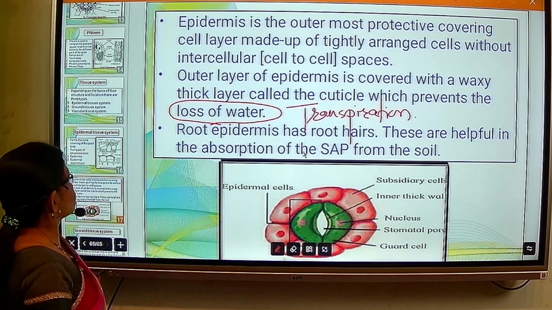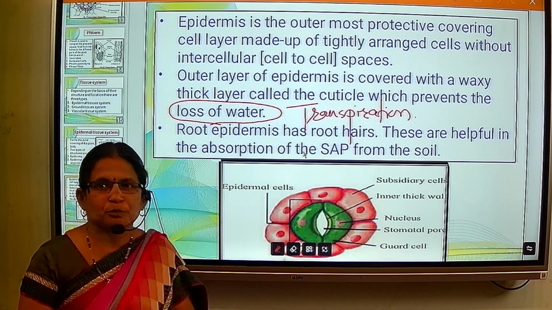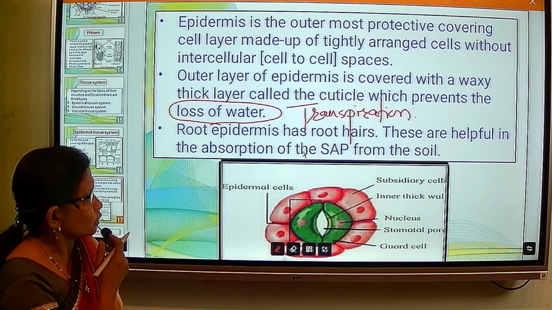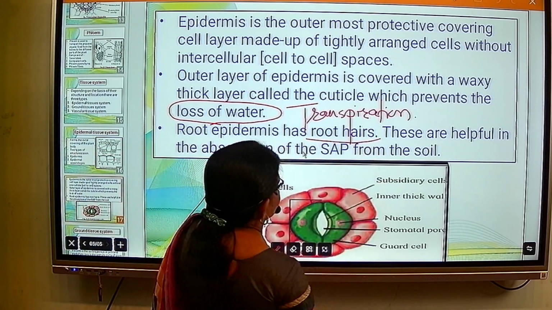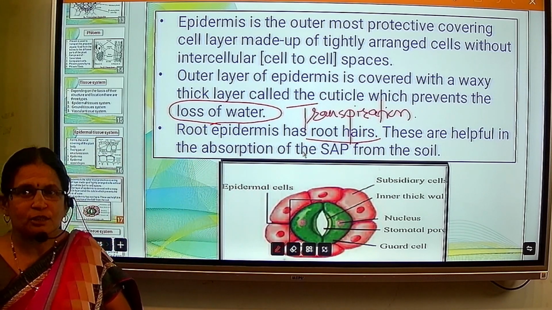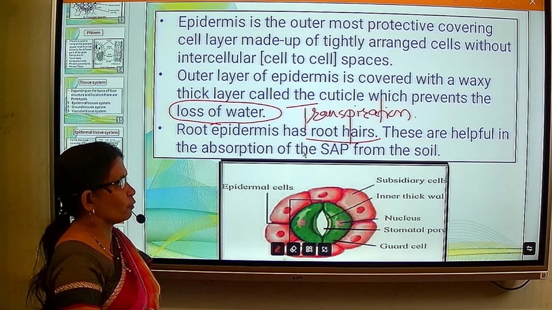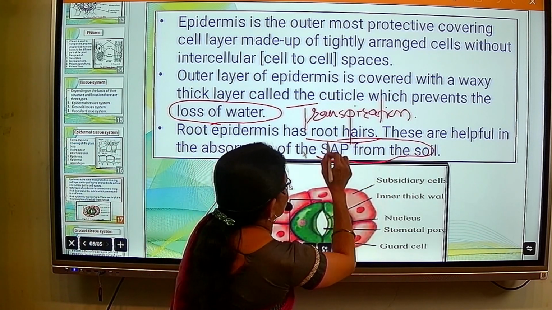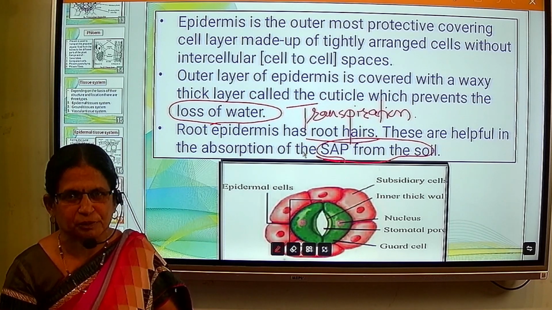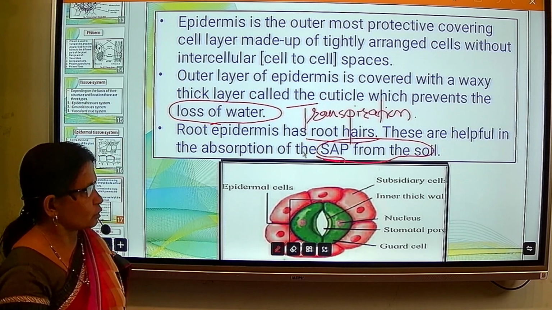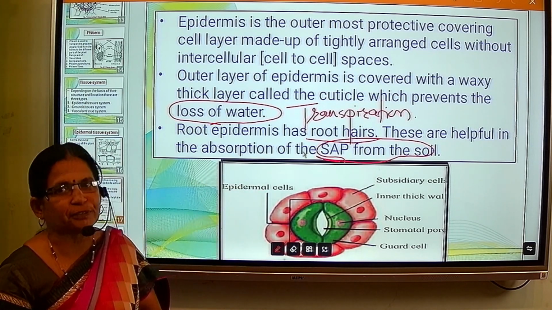Root epidermis has root hairs. Suppose in the case of the root, the epidermis consists of hair-like outgrowths called root hairs. Now, what is the function of root hairs? These are helpful in the absorption of sap from the soil. That means water along with its minerals is absorbed from the soil by the root hair. That is the main function of the root hair.